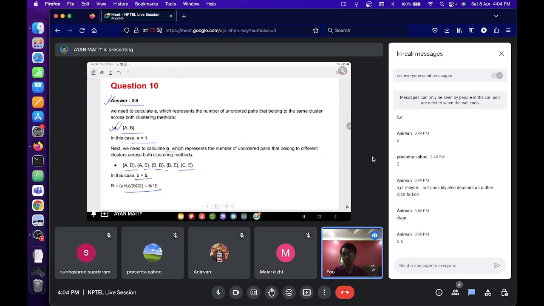So this is how you have to calculate rand index, and it shows how similar two different clustering methods are. So are there any questions or doubts on this?